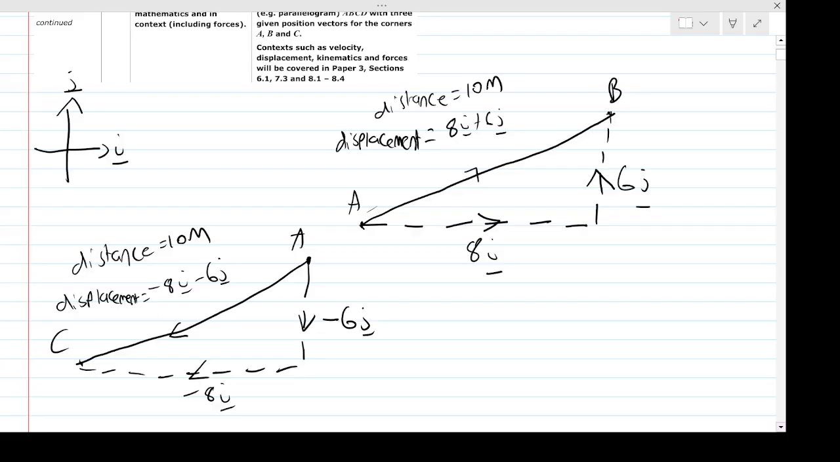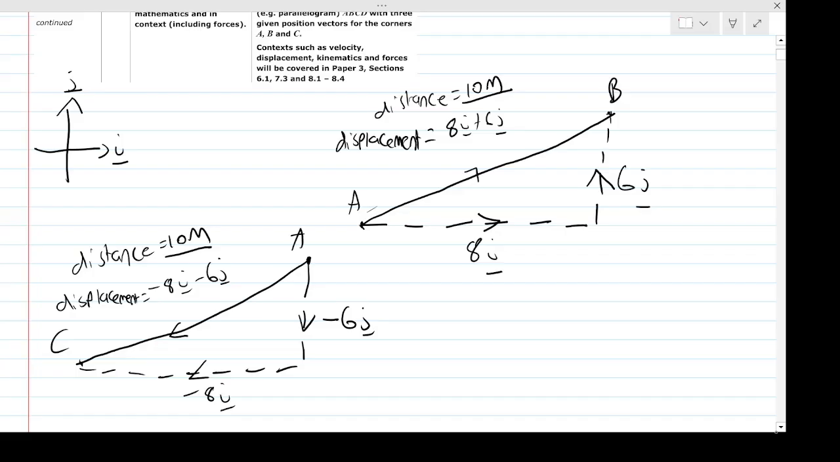And so then you notice, hopefully, that whilst the distance is the same in both journeys, the displacement vector is different, okay? Because in this case, the negatives indicate they're going in opposite directions. So that's the whole idea of a displacement, right? It's the vector. It's a vector that tells me the direction to go from one point to another.